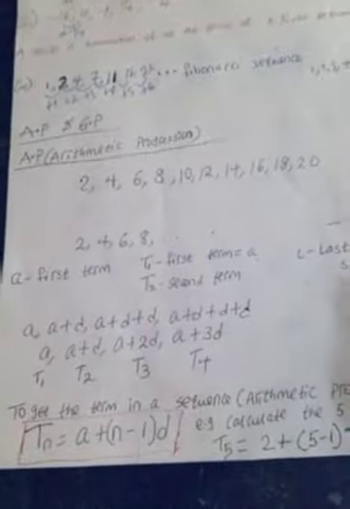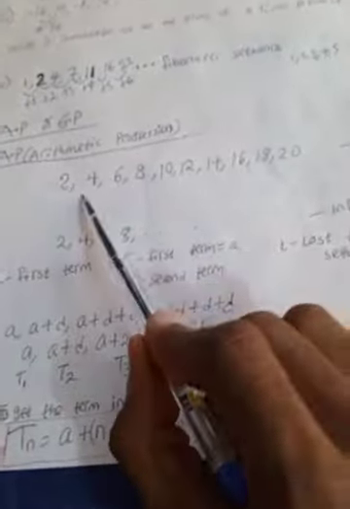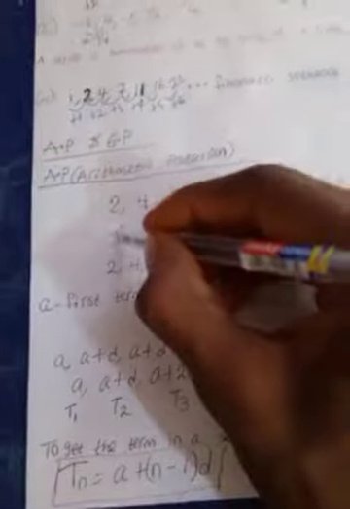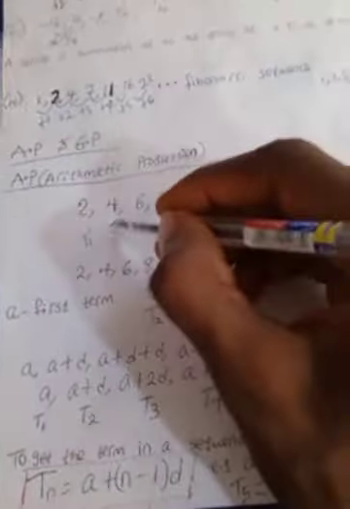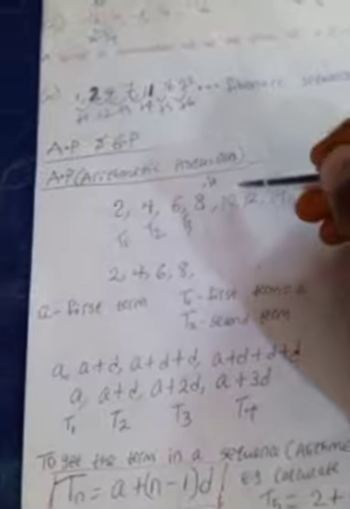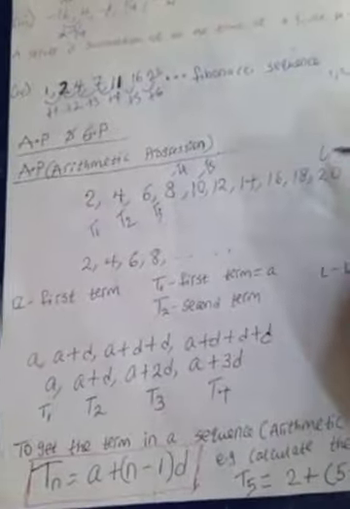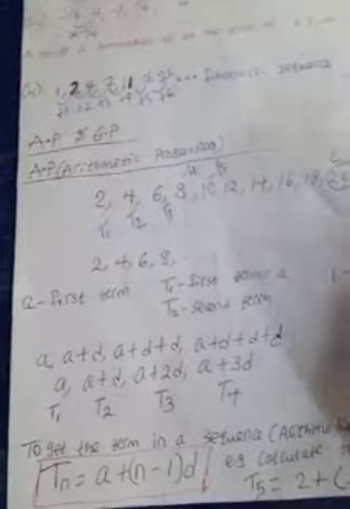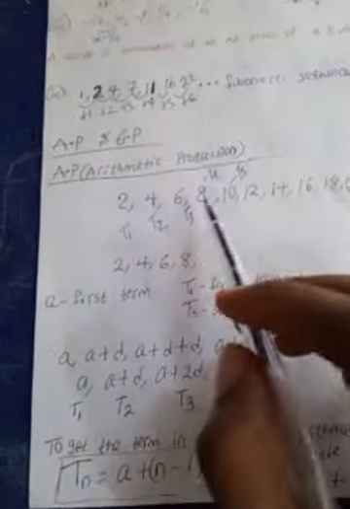The last term in the sequence. For example, now let's look at this here. A will be 2. It's the same thing as T1, which is the first term. So this will be T1, this will be T2, T3, your 8 is T4, this is T5. So what will be the last term in this sequence? The last term is 20. First term, second term.